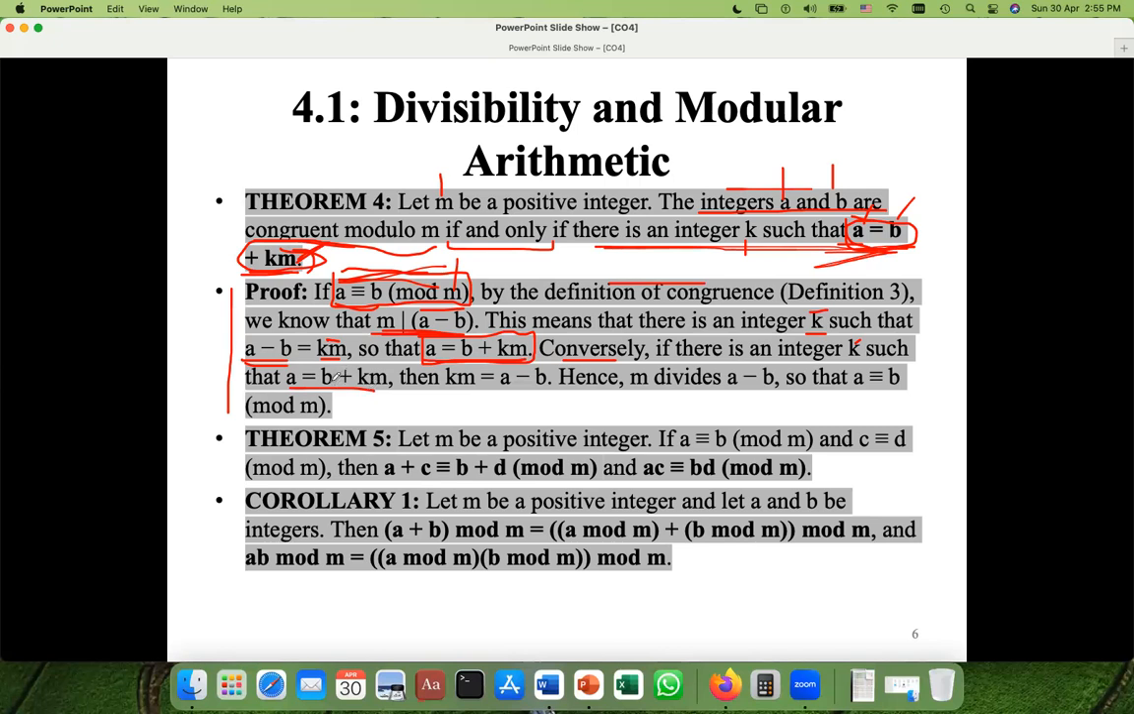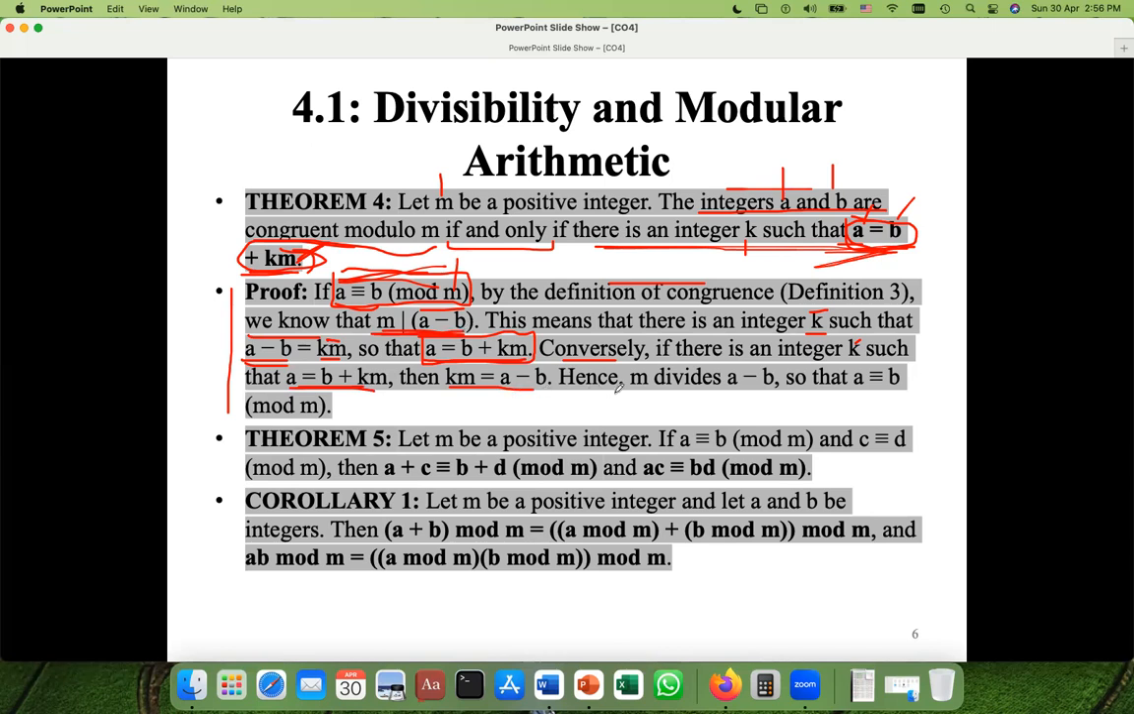So this equation is also equal to A minus B is equal to Km. What is the meaning of this equation? Which is also equal to, if you move B back, Km is equal to A minus B according to that equation. And what is this equation equal to? That equation is equal to M divides A minus B.